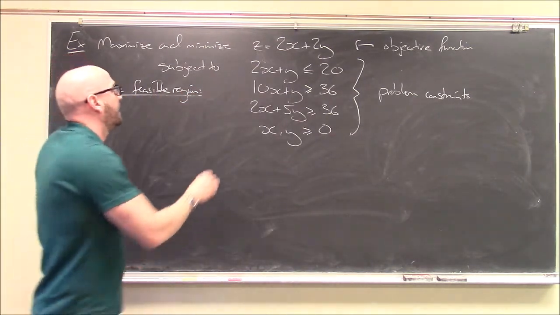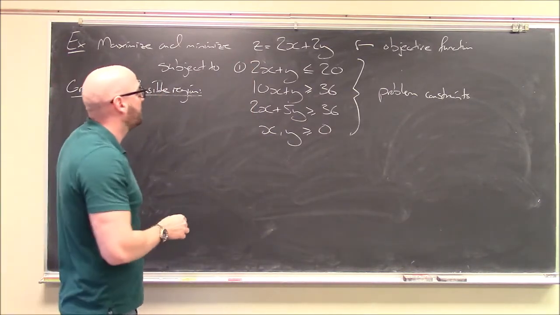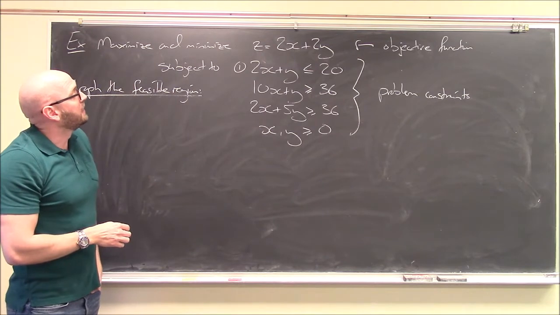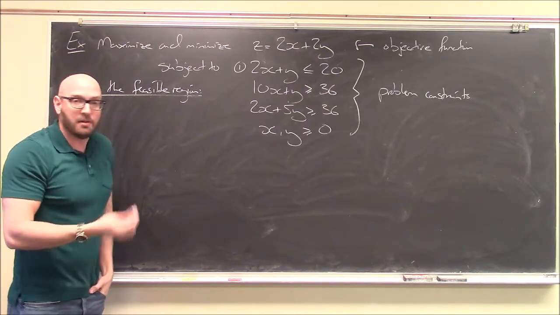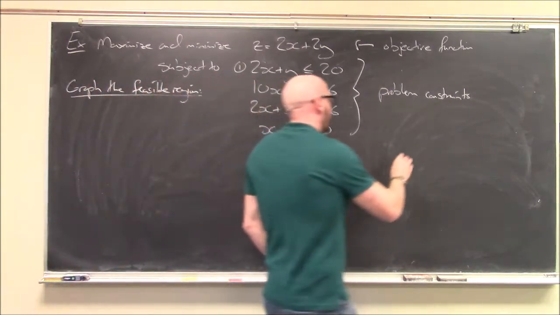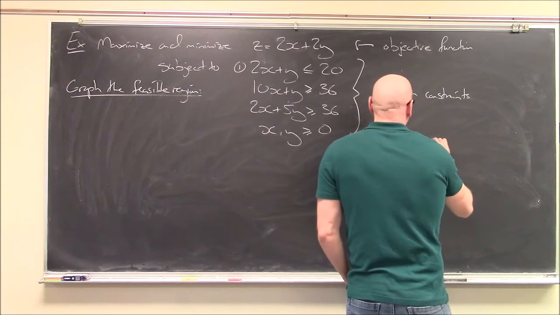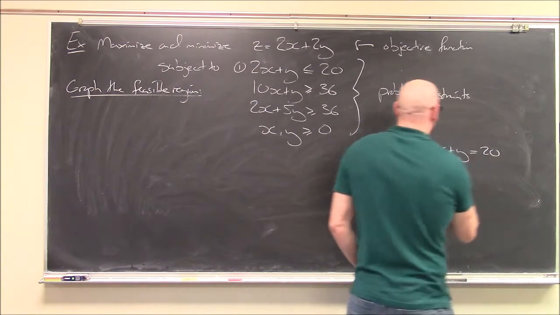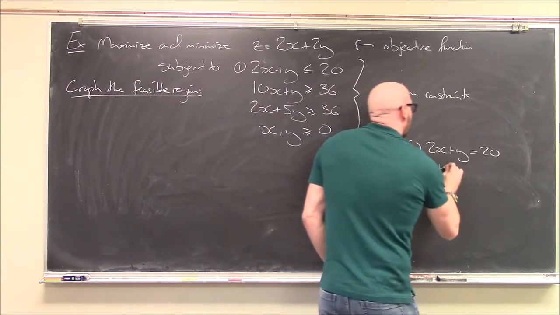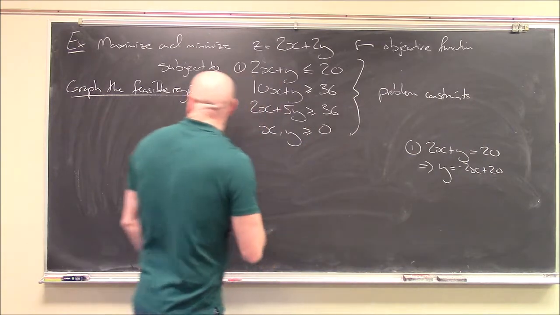Alright, let's work with these one at a time. Equation 1. What do I have to do to graph that linear inequality? Well, I have to understand the boundary line and which half plane we're looking at. So let's just go. Equation 1, the boundary line is going to be 2x plus y equals 20. And if I solve for y, that's y is equal to minus 2x plus 20.